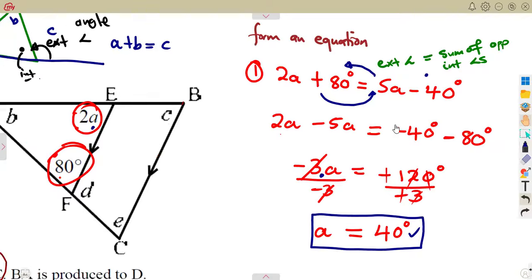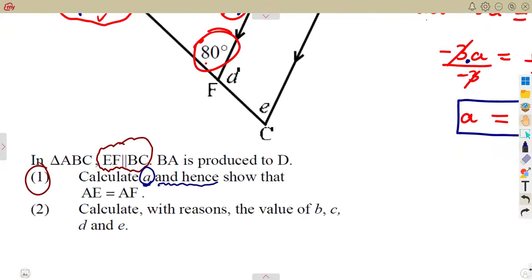All right, let's see another question. Remember, there were two questions here. To calculate the value of A, and hence show that AE is equal to AF. Show. They are not saying they're equal. You are supposed to show that they're equal. You are supposed to prove. To show, that is to prove. You do not know that they are equal, but you're supposed to prove that they are equal.